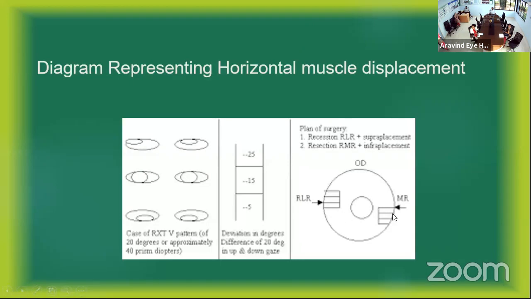So this is how we practically do. You have a patient with exotropia. On up gaze it is increasing, in down gaze it is decreasing. So it's a V pattern exotropia.